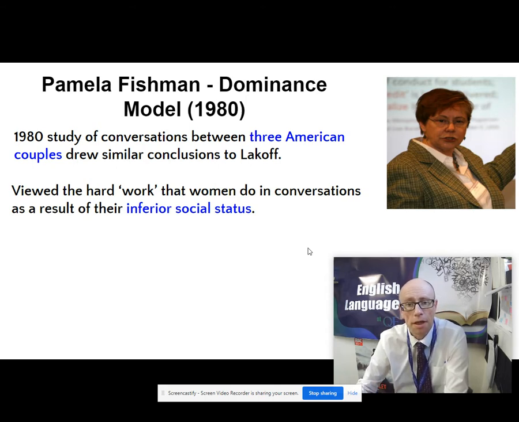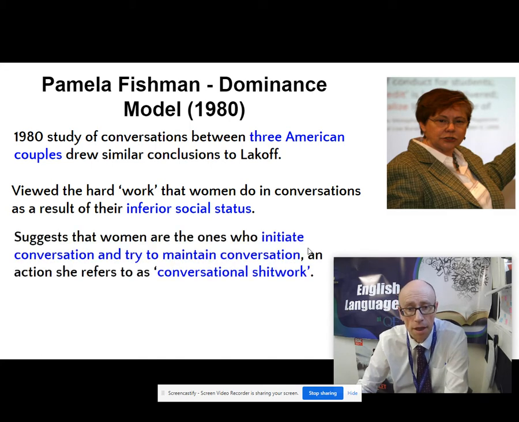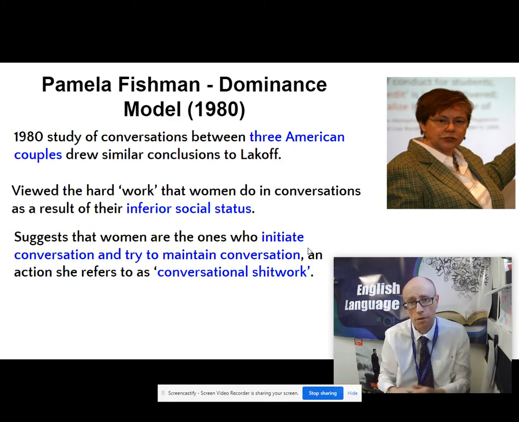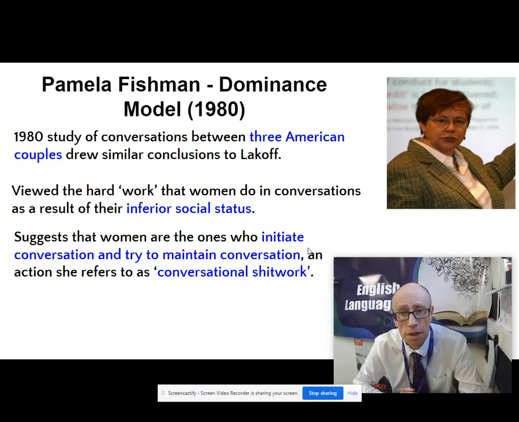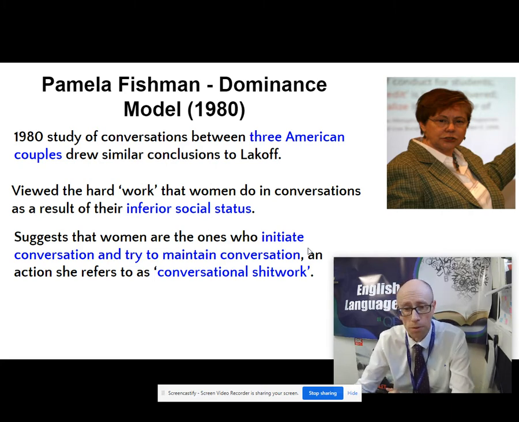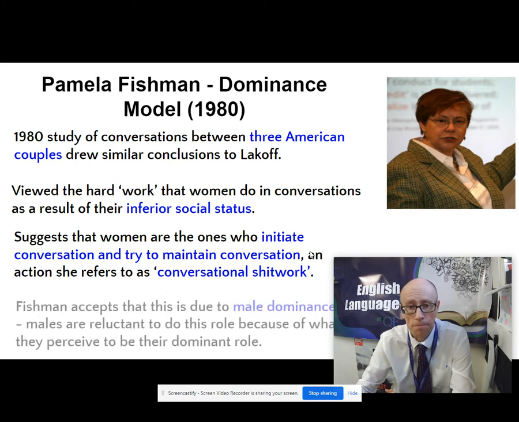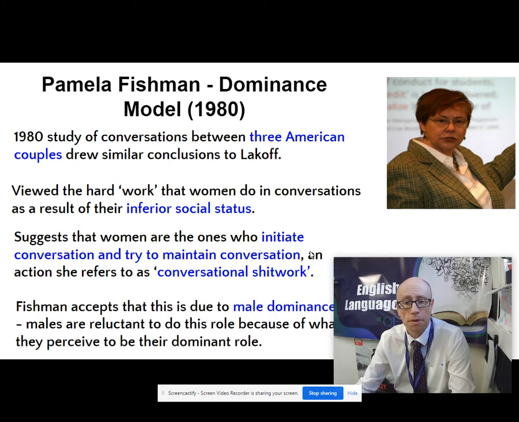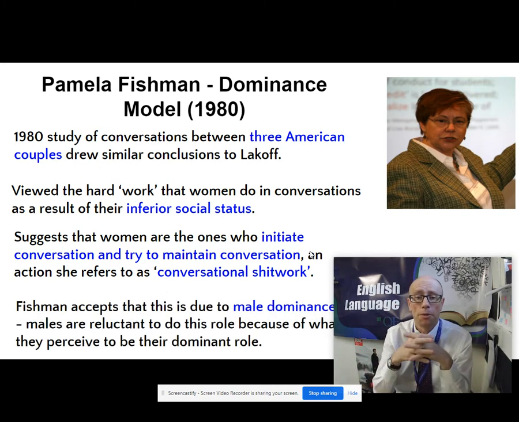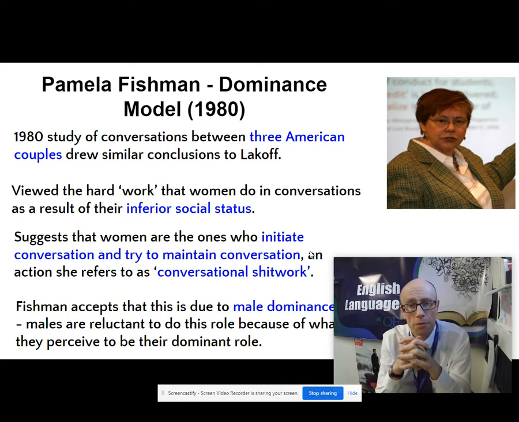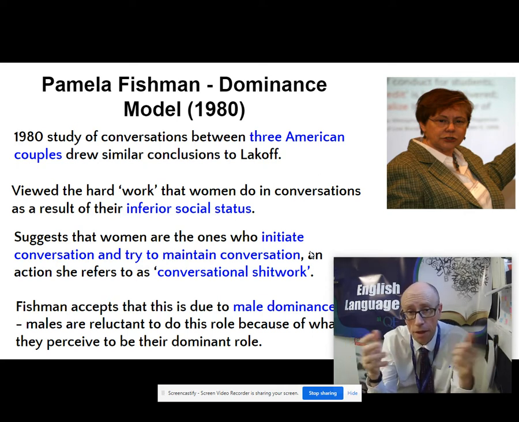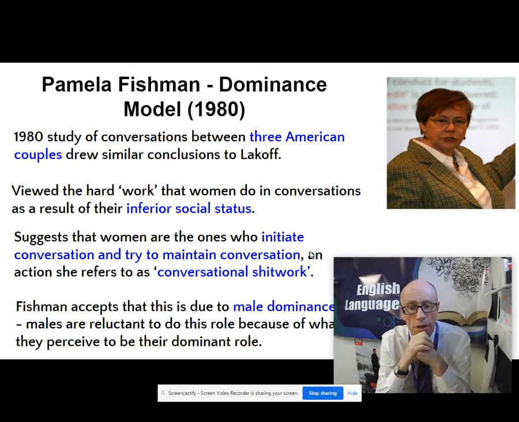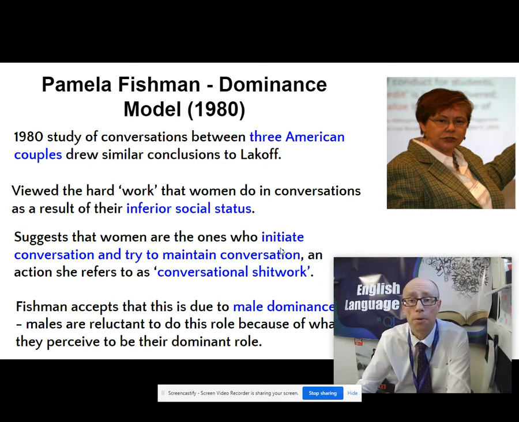Fishman viewed the kind of thing that women were doing in conversations as a result of their inferior social status. That basically women are working harder in conversations, they're initiating conversation, they're doing more to maintain conversations, they're doing what she memorably called conversational shit work. And so Fishman claims that this is due to male dominance, and males are reluctant to do the heavy lifting in conversation because of what they perceive to be their dominant role.